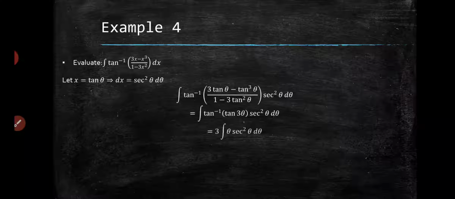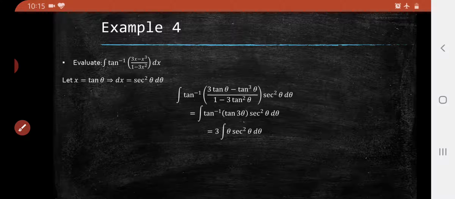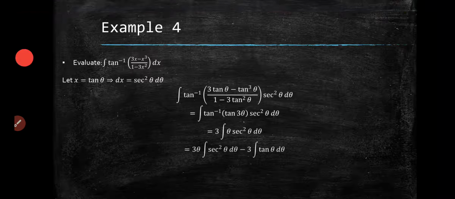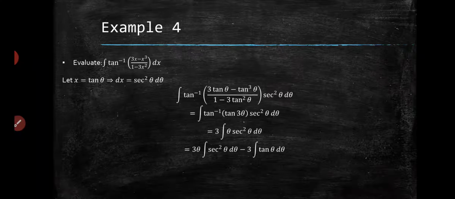So this is exactly what our integration is, 3 into integration theta sec square theta d theta. Now you can see theta is algebraic because it is just the single variable, and sec square theta is trigonometric. So therefore theta can be considered as the first function, sec square theta can be considered as the second function. So if we do the integration, this is what happens: 3 theta into sec square theta d theta minus 3 tan theta. Obviously derivative of theta is 1, integration of sec square theta is tan theta, so you are left with 3 into tan theta d theta.